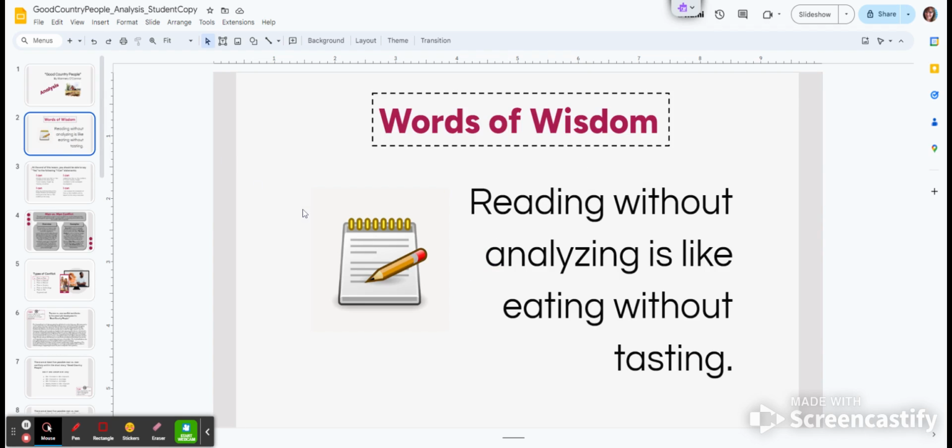This is a quote I believe I made up on my own. I don't think I've ever heard anyone else say this. But my idea of reading without analyzing is like eating without tasting. Analyzing is part of reading. It's just an innate part of reading. If you're just reading on the surface, you're not getting the depth and the breadth of what is possible.